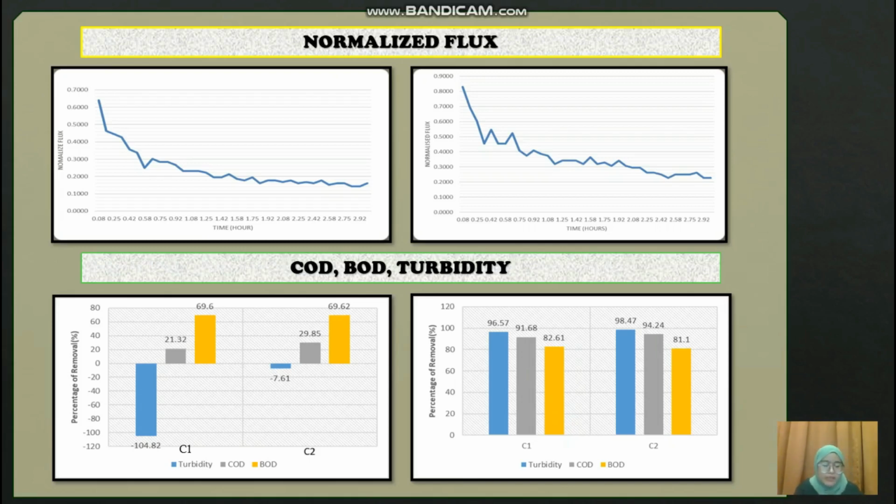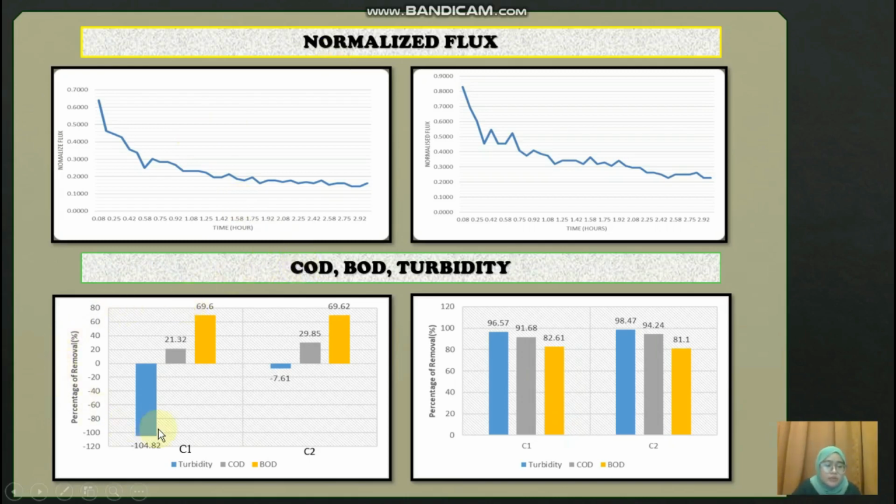So the improvement in the normalized flux of Pomse may be due to an increase in the permeate flux, which led to minimum fouling tendency on the membrane. From the result obtained, it was clear that the presence of photocatalysts with larger surface area could improve and minimize the fouling tendency when treating Pomse in the MPR system. So next is COD, BOD, and turbidity.